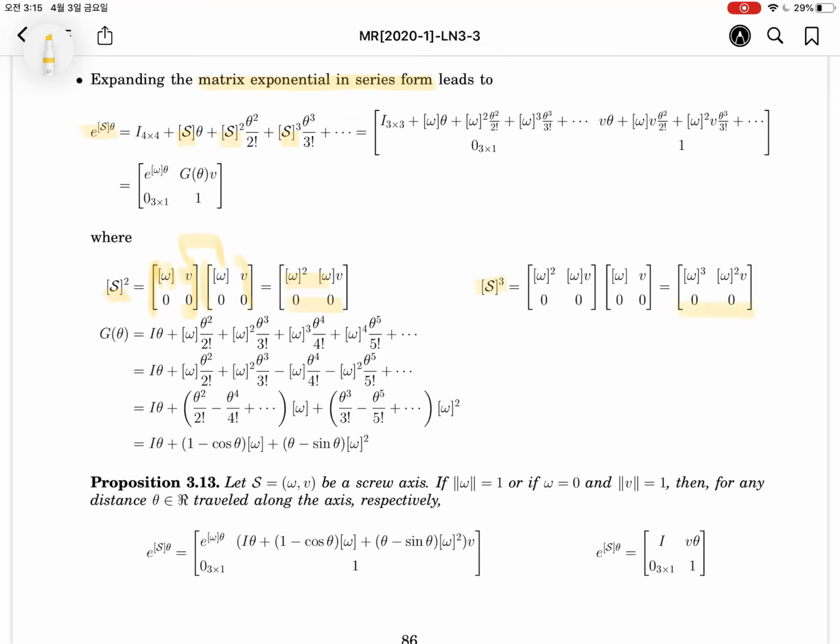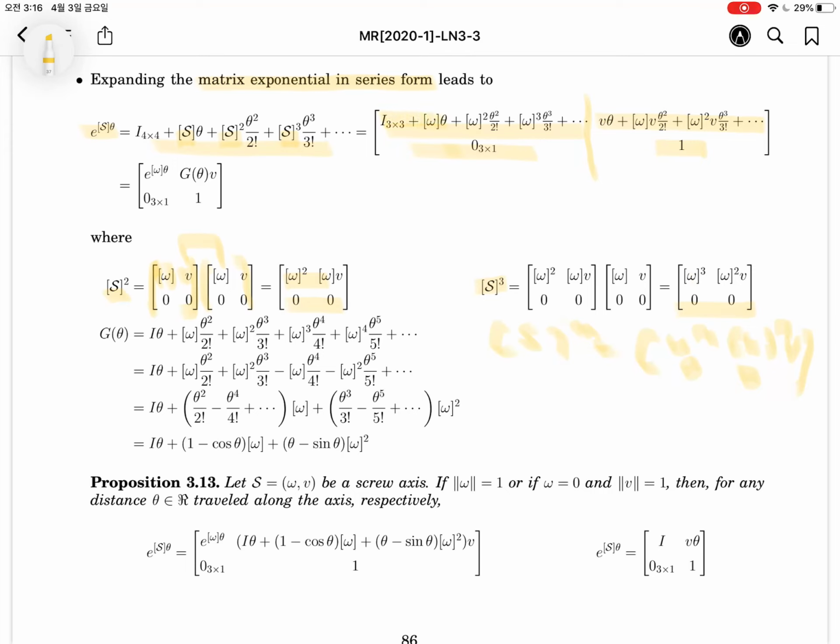S cubed can be obtained like this. We have some rule, so we can estimate S to the 2n, which will be omega to the n and omega to the n minus 1 times v, 0, 0. So this will be applied to the general form of this equation. Then we have a 3x3 rotation, a 3x1 linear velocity, and 0 and 1.